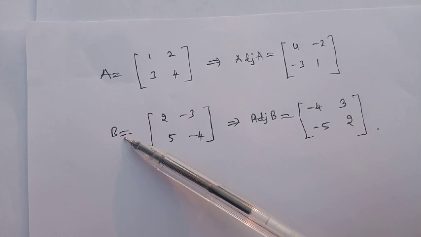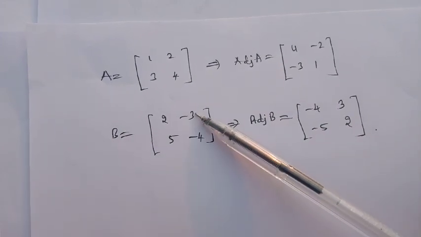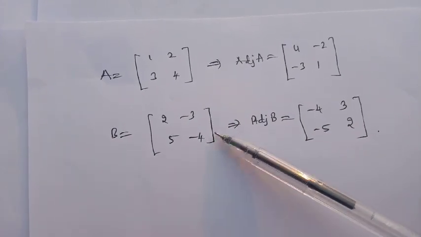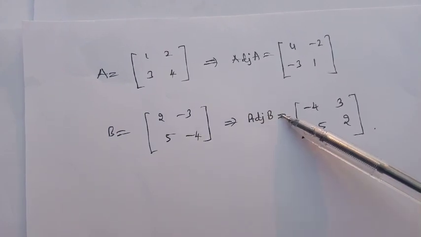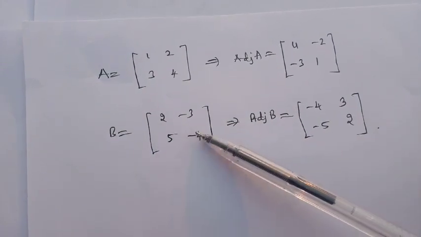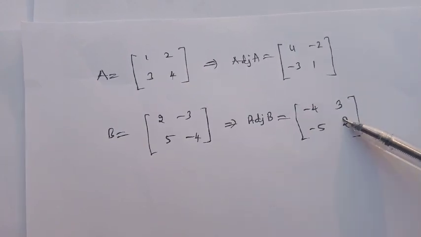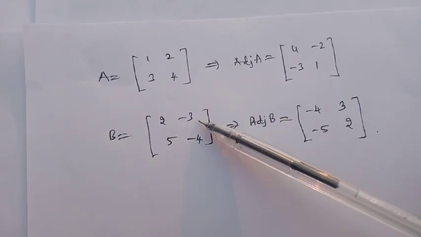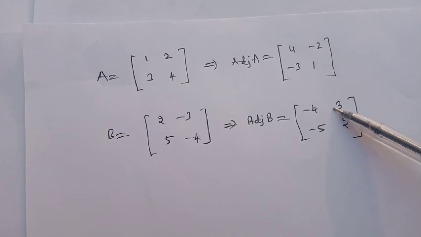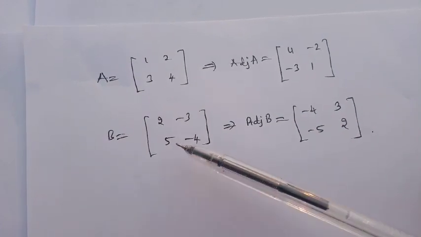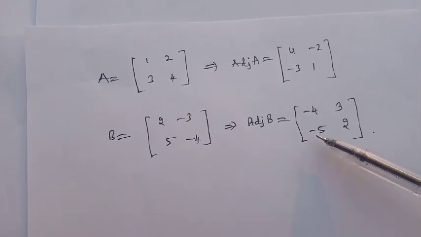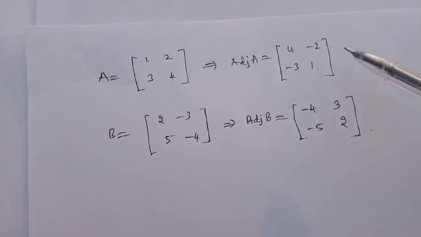Coming to the next, B is [2, -3; 5, -4]. Adjoint of B: 2 and -4 are interchanged, so -4, 2. -3 is here, keep it +3, +5 is there, keep it -5. Okay? This is your adjoint of B and this is your adjoint of A.